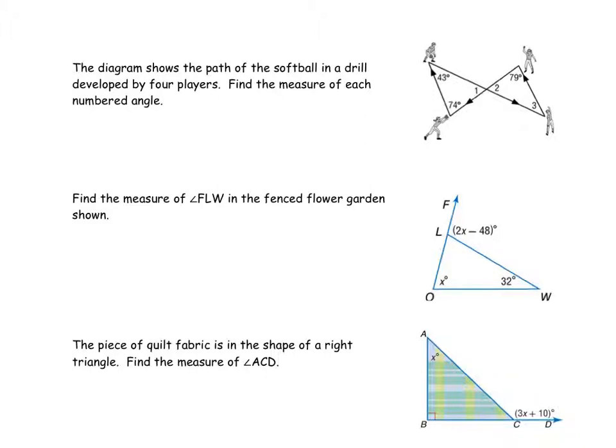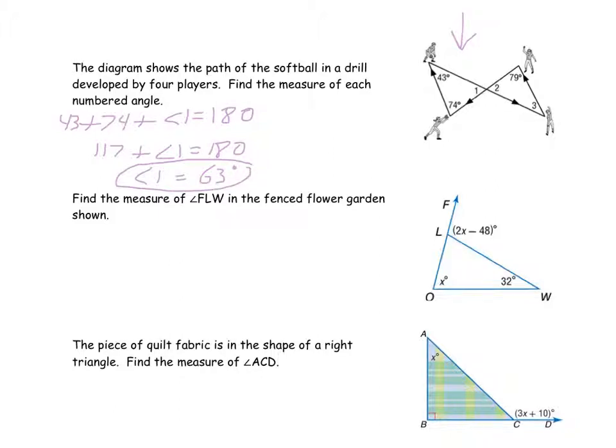All right, this first example. The diagram shows the paths of a softball in a drill developed by 4 players. Find the measure of each numbered angle. Well, if we're looking at this triangle, I have 2 angle measures, so I can say 43 plus 74 plus the measure of angle 1 is going to be equal to 180 degrees. Add those two up and we get 117 plus angle 1 equals 180. Subtract 117 from both sides and angle 1 equals 63 degrees.